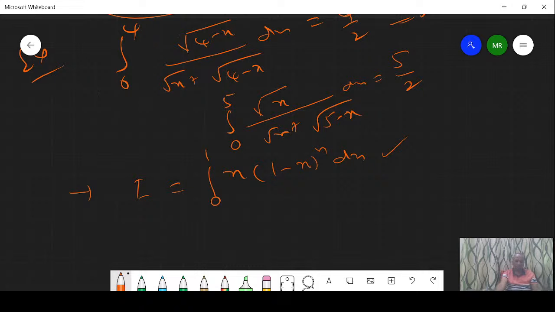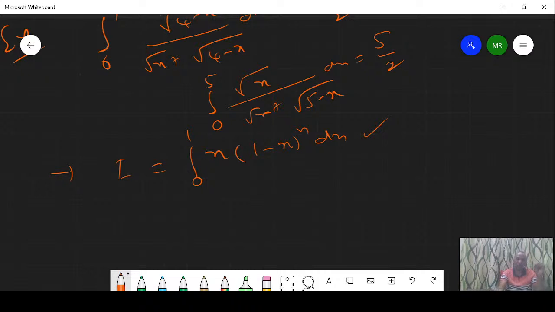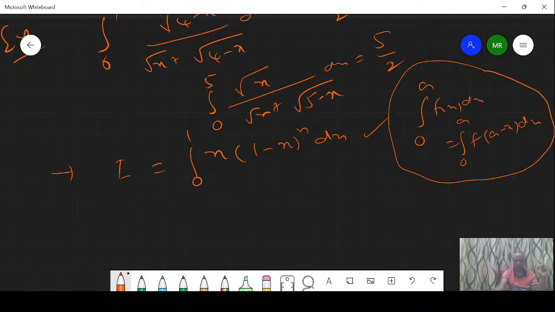When they are given like this, these are all concept understanding questions I am doing now. For 0 to 1 of x into (1 minus x) whole power n dx, again apply the formula: integral 0 to a of f of x dx equals integral 0 to a of f of a minus x dx. It's useful here, because it's difficult to expand (1 minus x) whole power n by binomial theorem. Instead, if I use this, I can interchange the power.